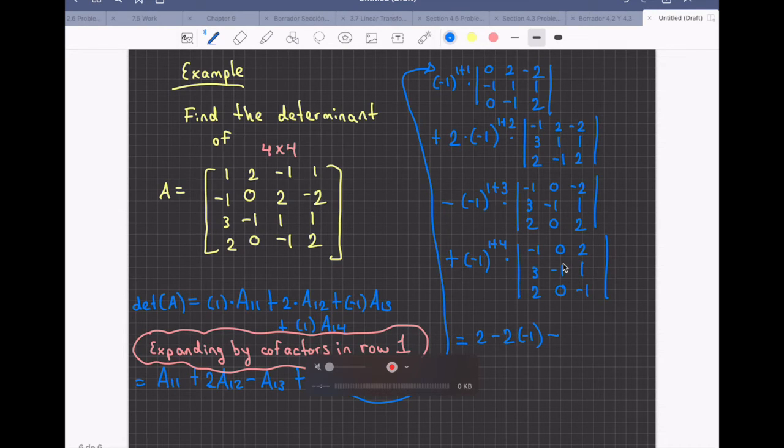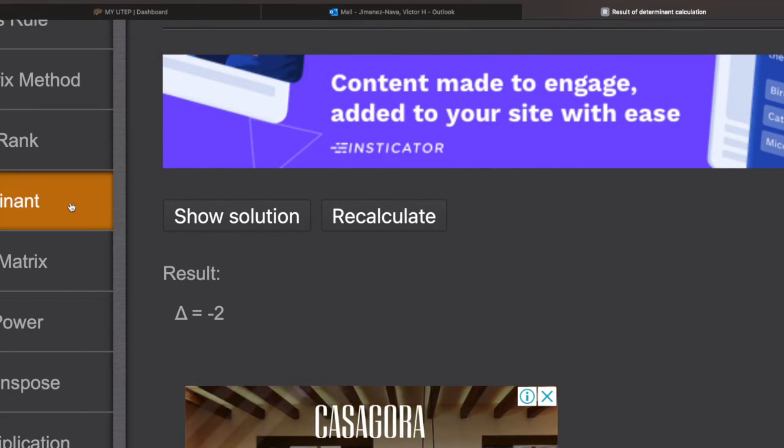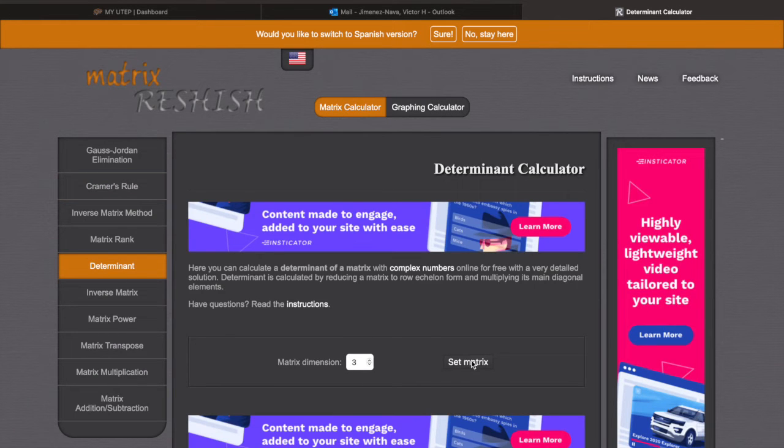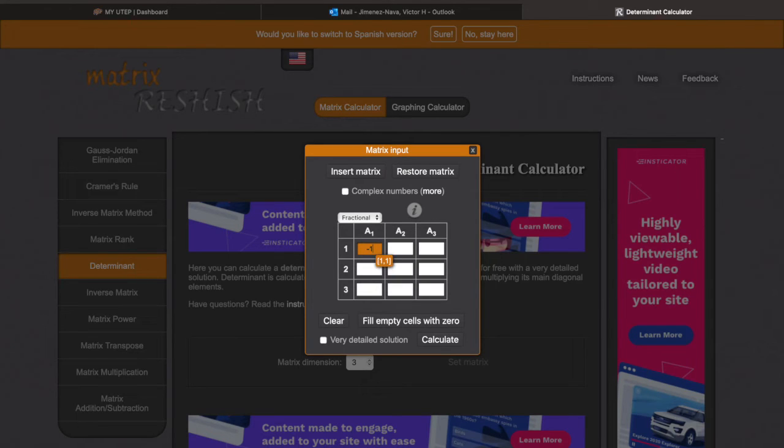Minus negative 2. And notice plus negative 1 raised to the 1 plus 4 is negative 1 to the 5, which is odd, so it's going to be minus the determinant. Negative 1, 0, 2. 3, negative 1, 1. 2, 0, negative 1.